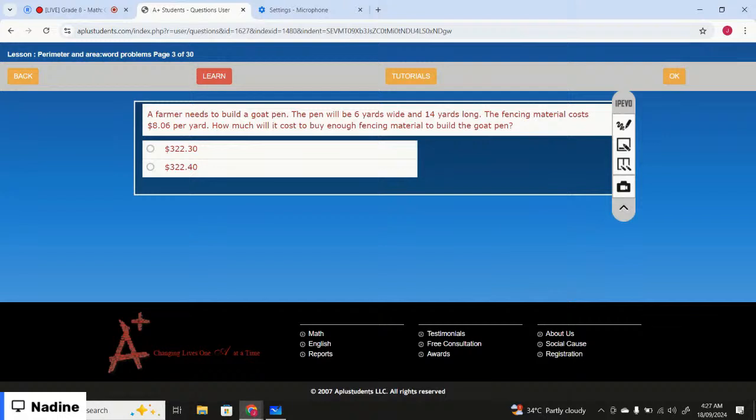A farmer needs to build a goat pen. The pen will be 6 yards wide and 14 yards long. The fencing material costs 8.06 dollars per yard. How much will it cost to buy enough fencing material to build the goat pen? So which is the correct option?